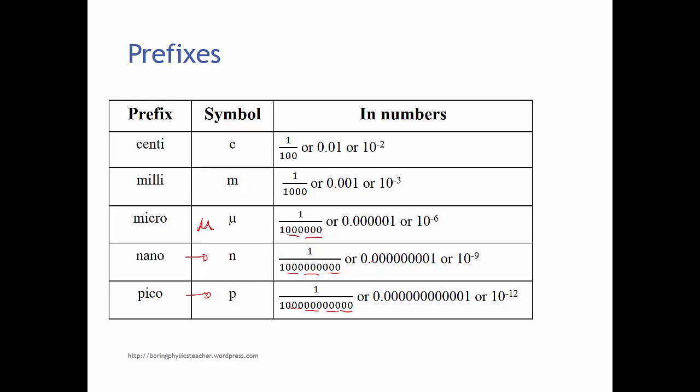If we say 1 nano, it means it is 0 point this. So again you see the pattern: negative 3, negative 6, negative 9, negative 12. It represents milli, micro, nano, and pico.